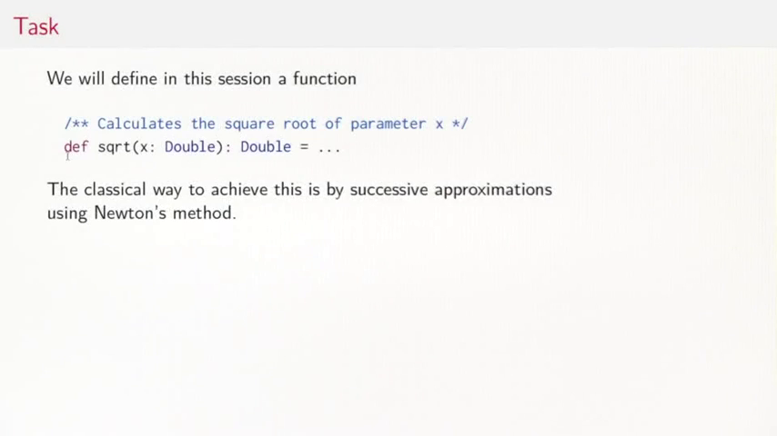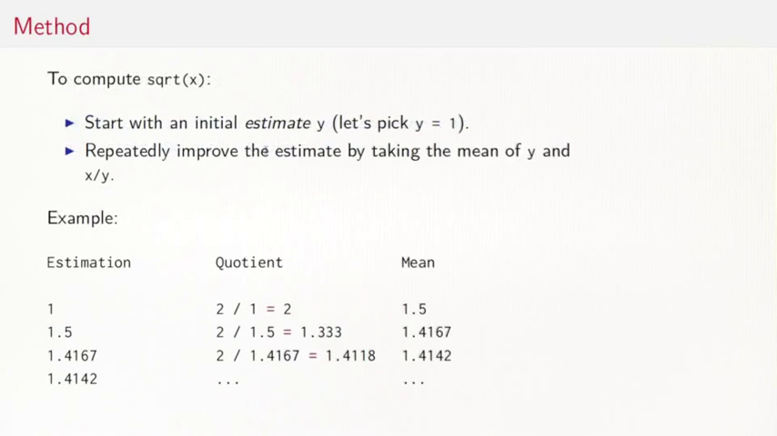So what that means is that we want to define a function with this signature. It takes a double, it gives me back a double, and the return value is the square root of its parameter x. The classical way to compute that is by successive approximations using the method of Isaac Newton. So let's see what this method is.